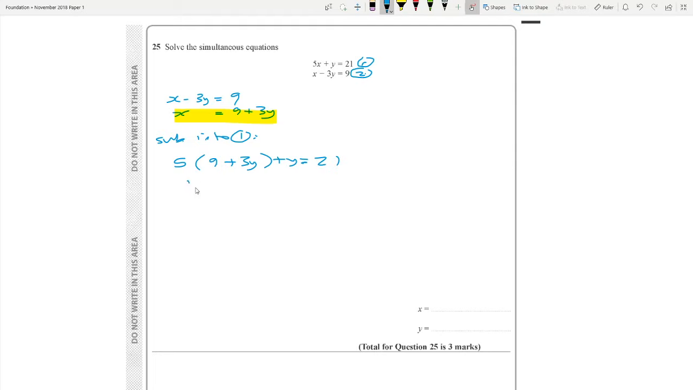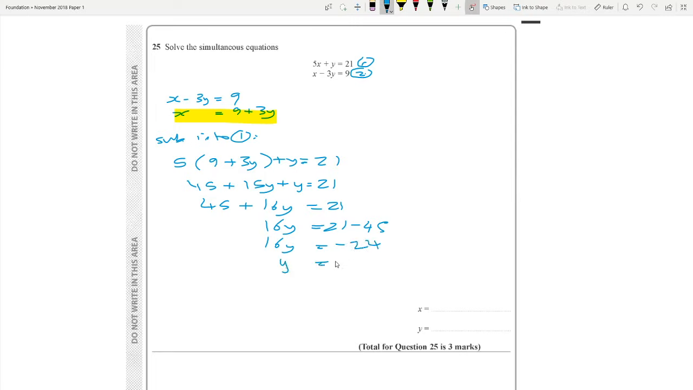Expand this bracket, 5 times 9 is 45, add 3 times y is 15y, add this y which is outside the bracket equals 21. So we got 15y add 1y is 16y, so we get 45 add 16y equals 21. Rearrange it, 16y equals 21 minus 45, so therefore 16y equals a negative 21 take away 45 is minus 24, so therefore y, divide both sides by 16, is minus 24 over 16.